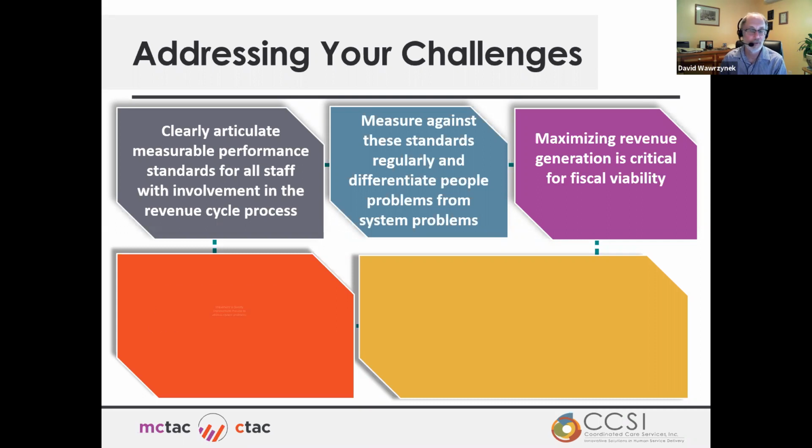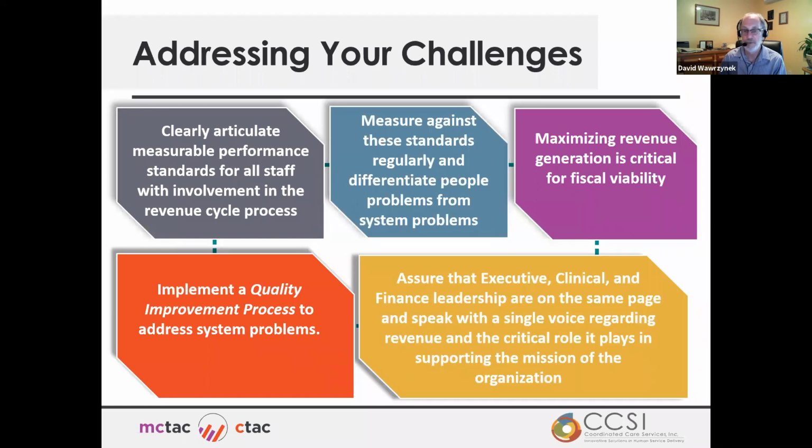Sure, maximizing revenue is critical. Implement a quality improvement process to assess problems. So if the system's not working, you need a process in place to fix it. And as your workflows cross many different work groups, you need involvement from those work groups.